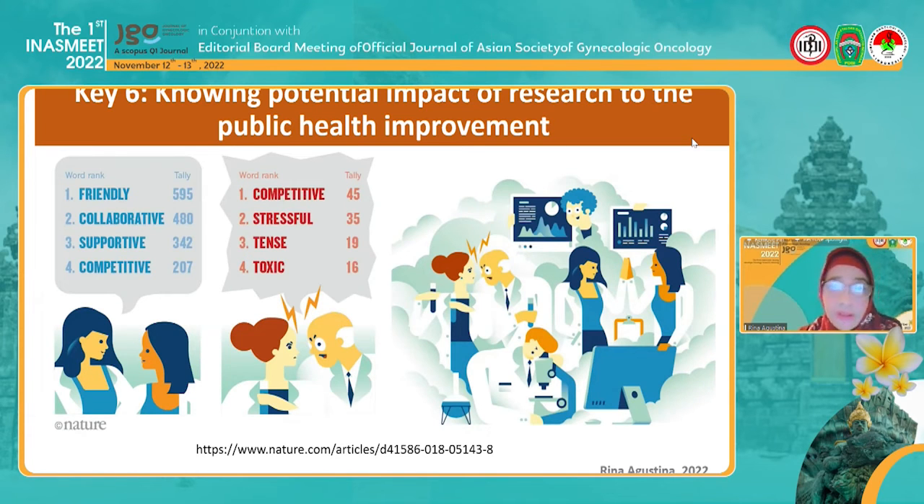Last but not least, knowing the potential impact of research on public health improvement. Here we usually have a formative survey first, and then later we do a lot of monitoring and evaluation to know the potential impact of research on this public health improvement, before and after the study, and even after some years of the study.